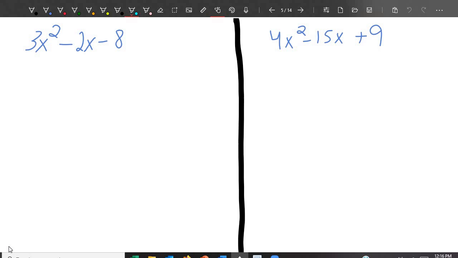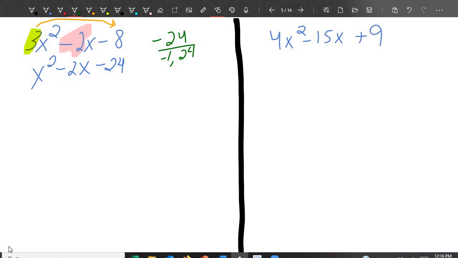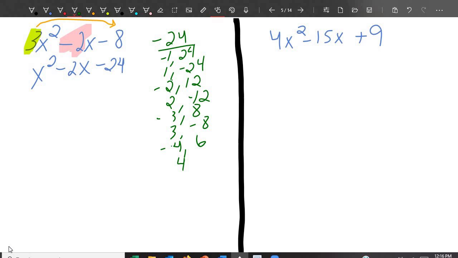Oops. Okay, this one, I want to do 2 more. Move this to the end with the -8. So we get x squared minus 2x minus 24. Now I've got a -2 in the middle, so I'm going to be looking for factors of -24 that add up to be -2. So -24, we got -1, positive 24, 1, -24, -2, 12, 2, -12, -3, 8. Alright, and then we get -4, 6, and positive 4, -6.